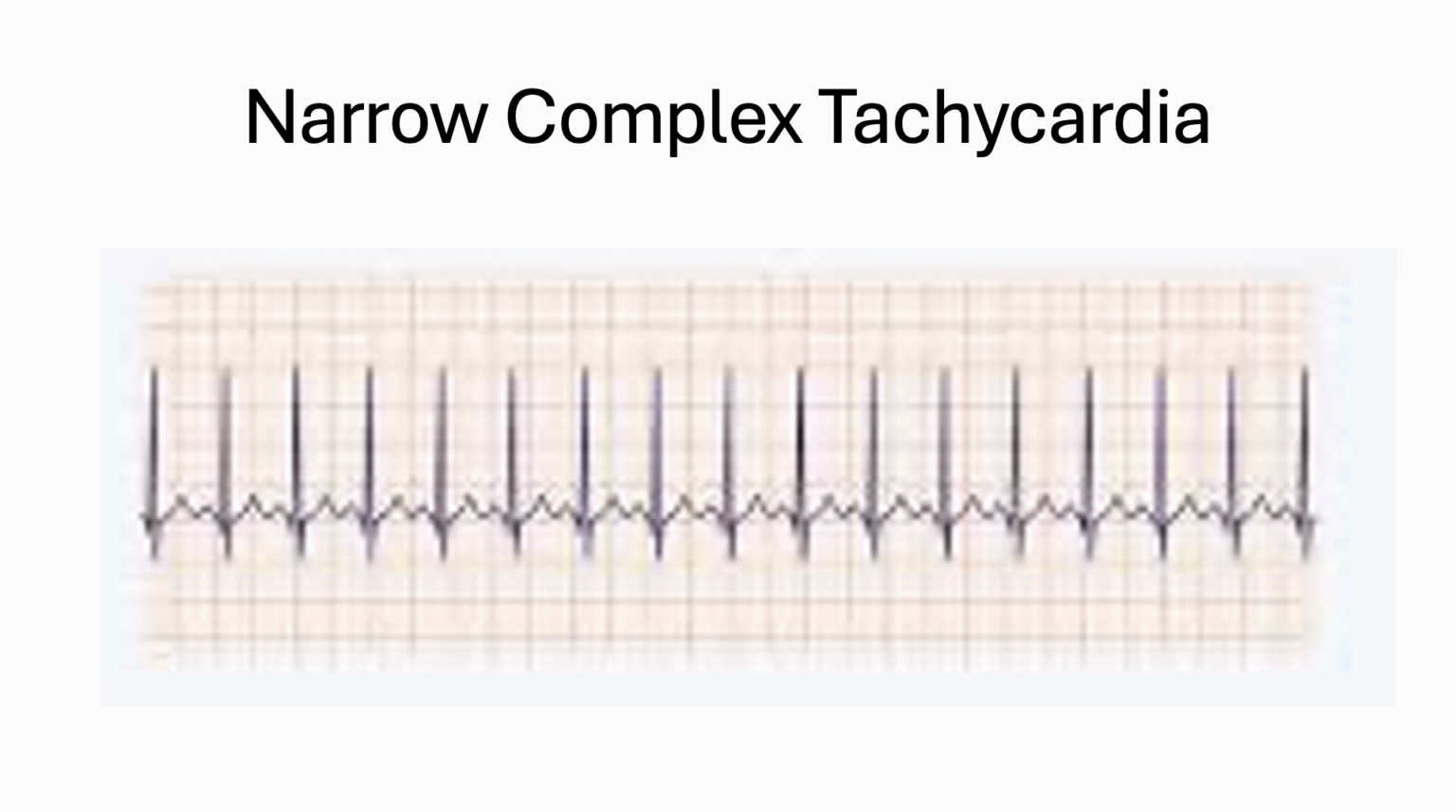Here is narrow complex tachycardia, and you can't see it very well, but the QRS has very little space in between it, and it's less than 120 milliseconds, so that's very thin. That means the electrical contractions might be happening too fast to get the blood all the way out of the ventricles.